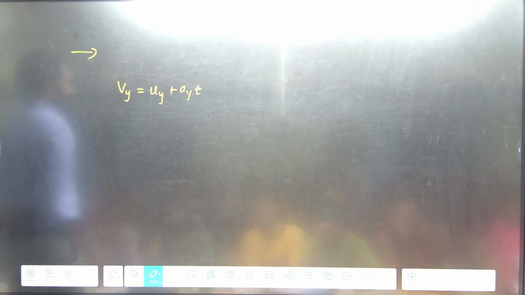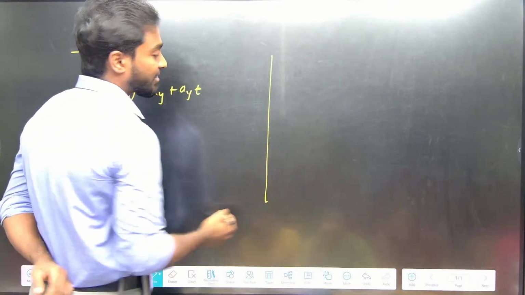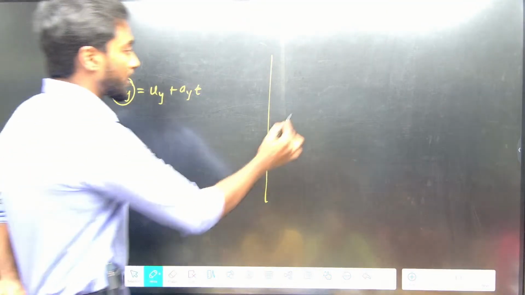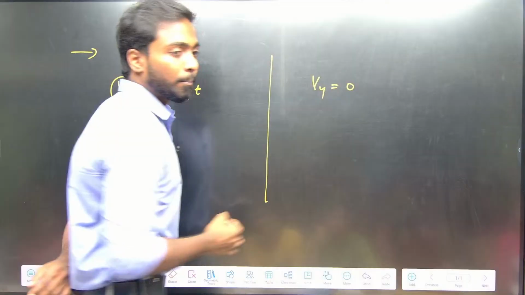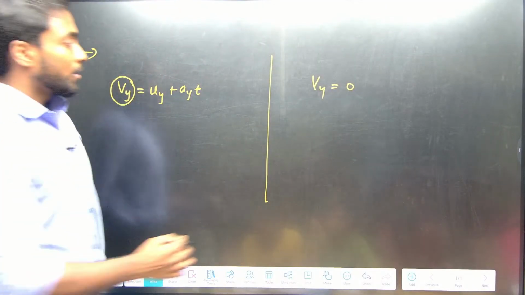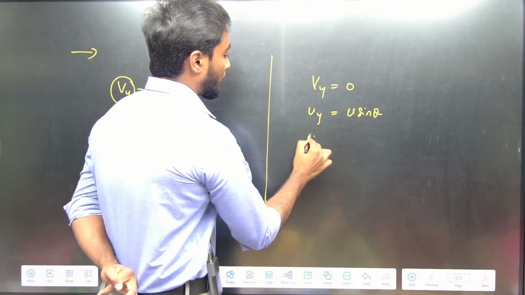Yes or no? V is equal to U plus at. So what is V in the sense? I will talk about only the maximum height. The object has reached the maximum height, which means Vy will be equal to 0. Final velocity, no? It will be 0. What about initial velocity? U sin theta. What about acceleration?